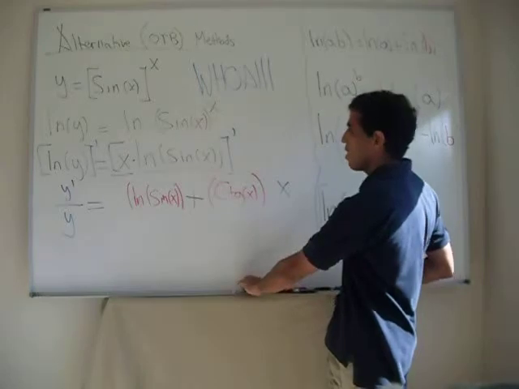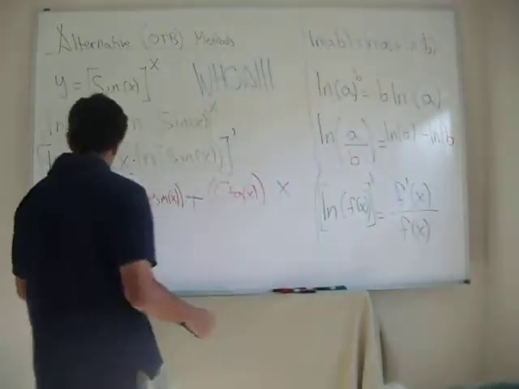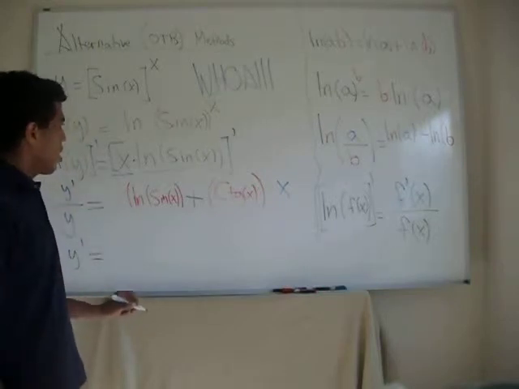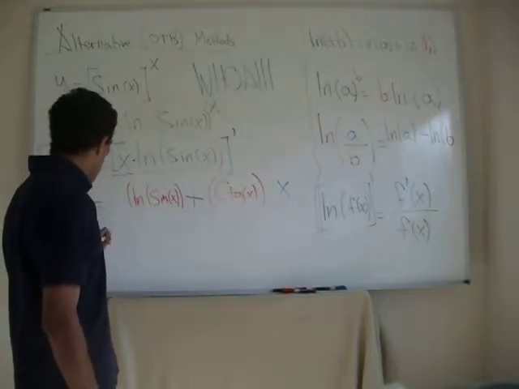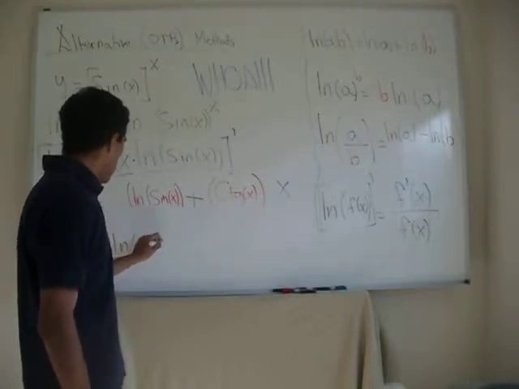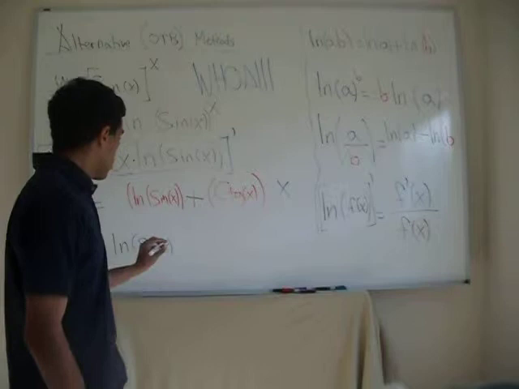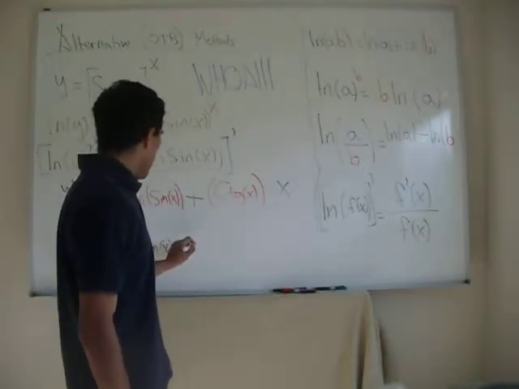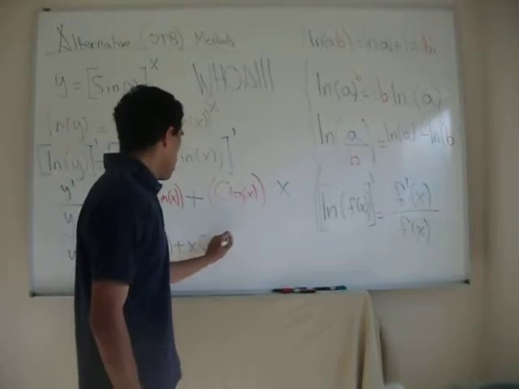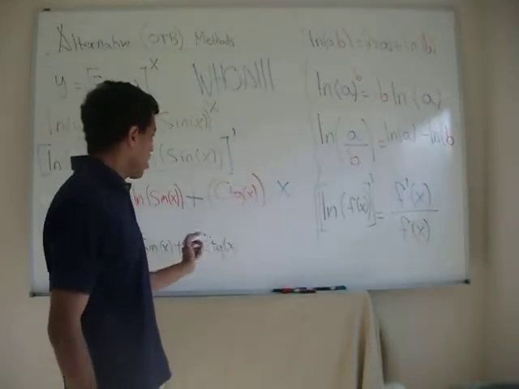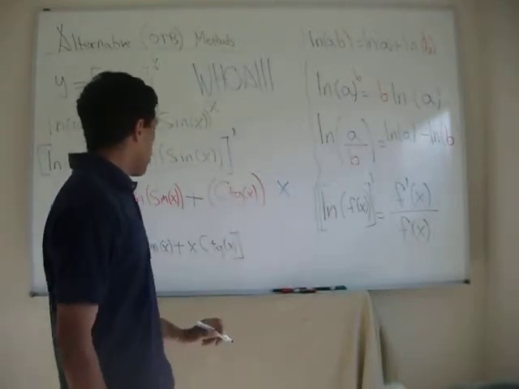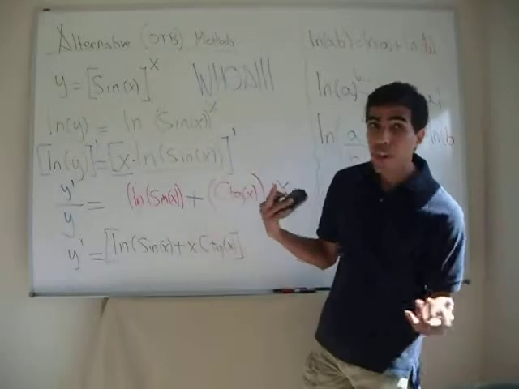So let's do that. Y prime equals natural logarithmic of sin x plus x cotangent of x. I just rearranged these two. All of this multiplied by y. And what is y?